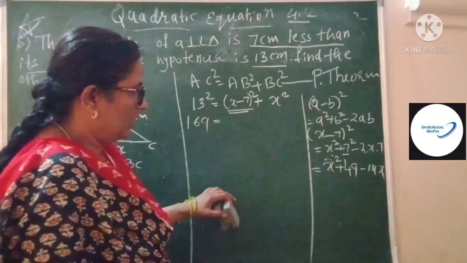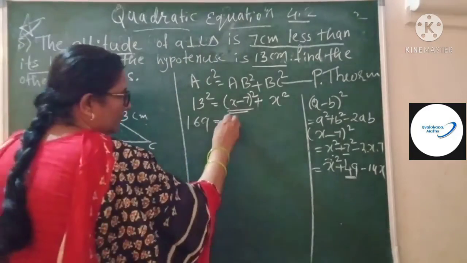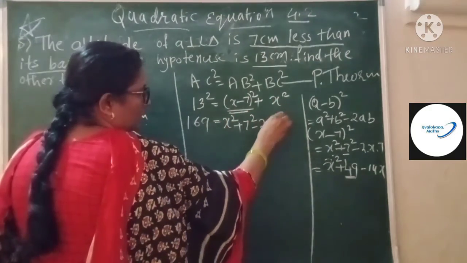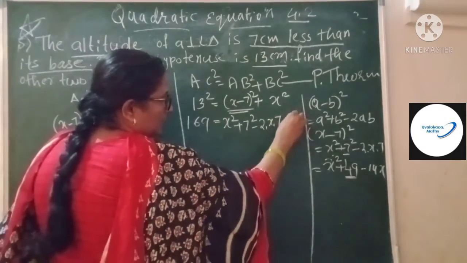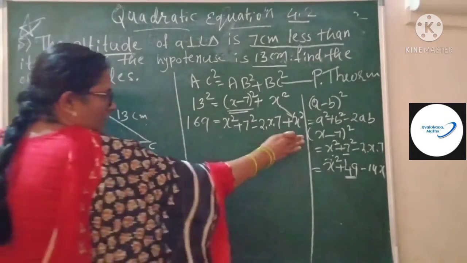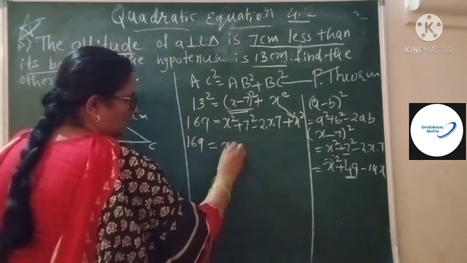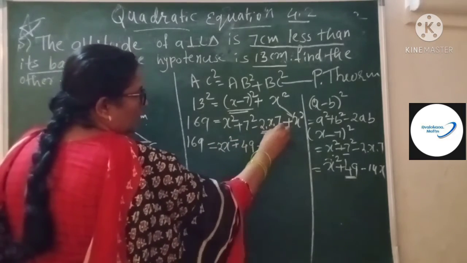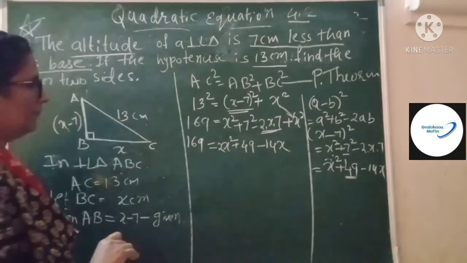Okay, these are the things where people go a little wrong. Now I am repeating the same thing here: x square plus 7 square minus 2x into 7, that is a square plus b square minus 2ab, plus x square of this one as it is. Now we will simplify this step by step. x square plus x square is 2x square, plus 7 square is 49, minus 2 into 7 is 14x. You people are understanding, I hope?